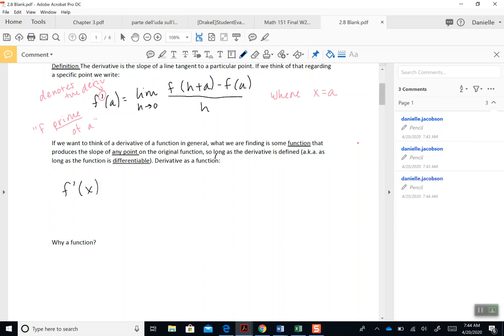So if we want to think about this as a function, we can say f prime of x, or whatever your independent variable is, maybe you call it t or w, doesn't matter, is equivalent to the limit as h goes to 0 of f of, and you could write h plus x or x plus h, whatever you want is fine. I'm going to do h plus x because I think that's more normal. Minus f of x over h.